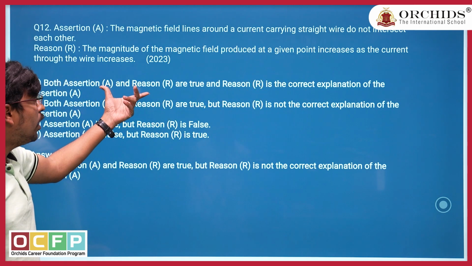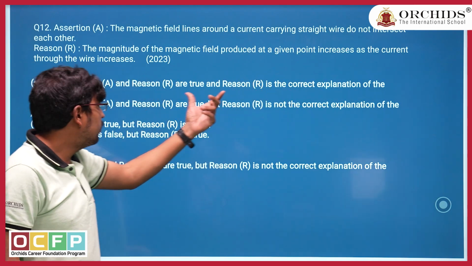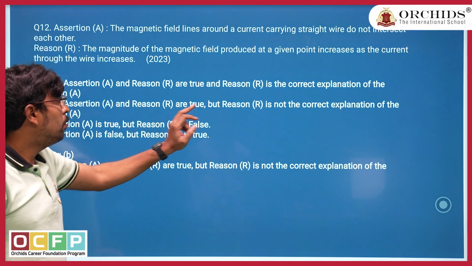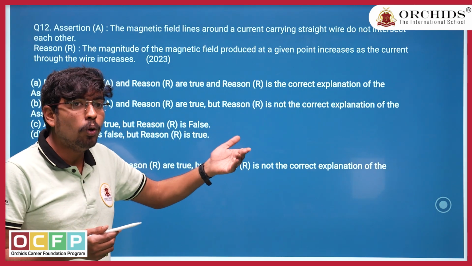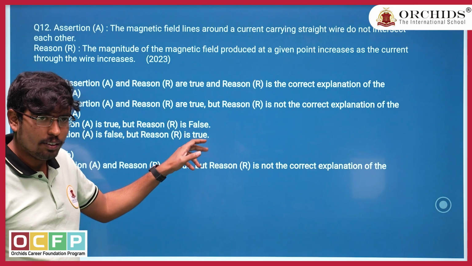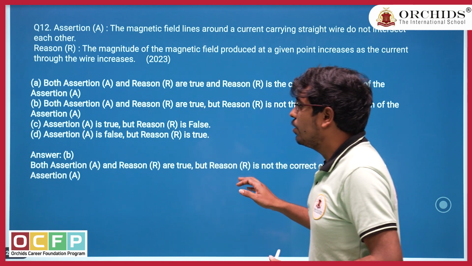The first option is both are true and the reason is the correct explanation. The second one is both are true but the reason is not the correct explanation. Both are irrelevant. I hope you got this. Okay. Now we will go to the next question.